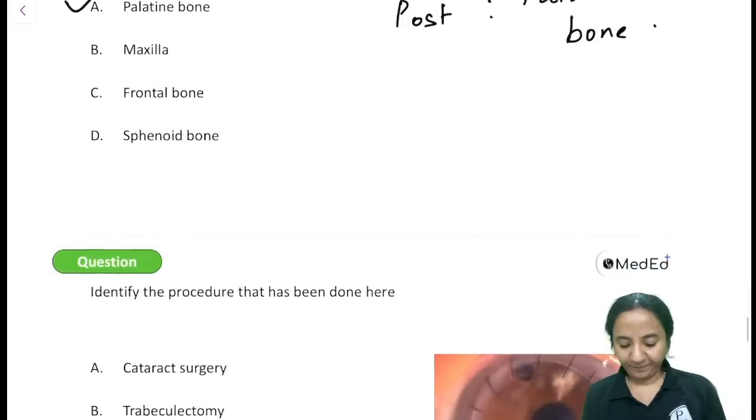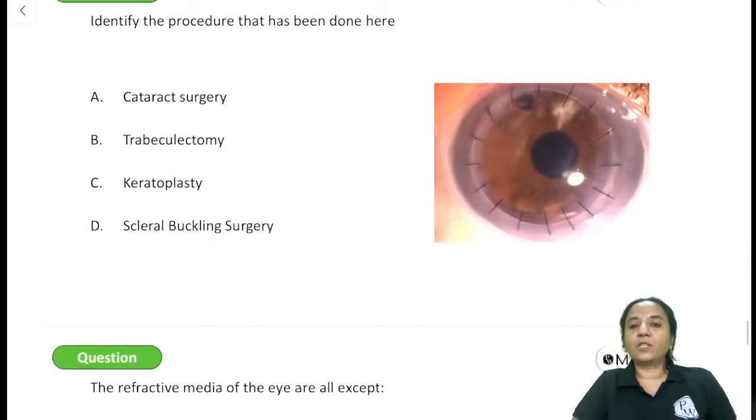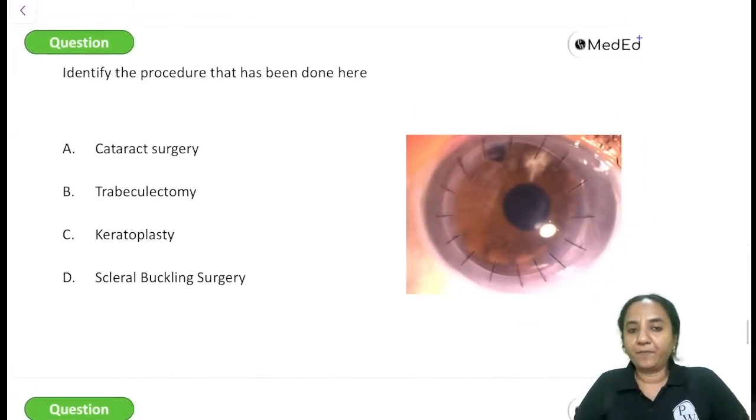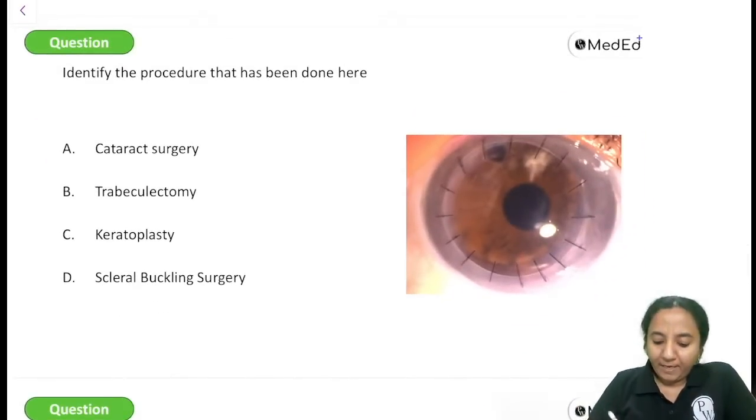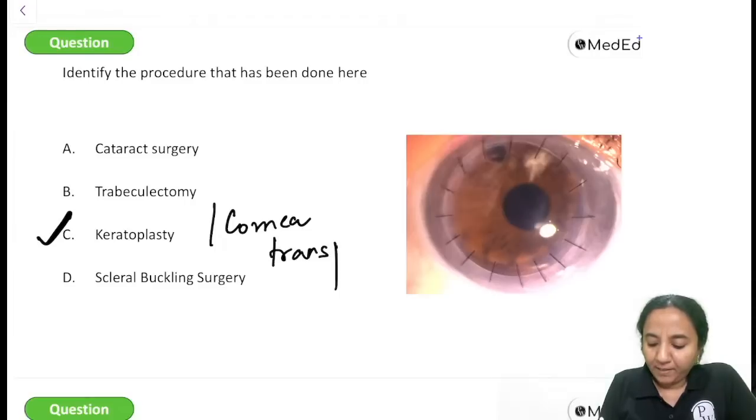What is the procedure that has been done here? So the procedure that has been done here is keratoplasty. Keratoplasty means what? Cornea transplantation. Keratoplasty or cornea transplantation. So that is the procedure that's been done here.